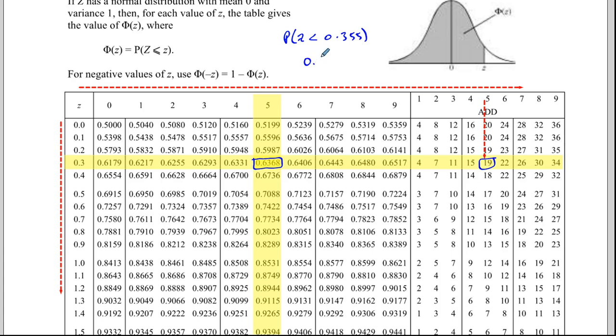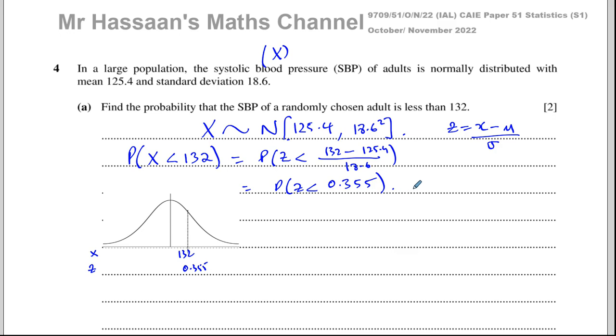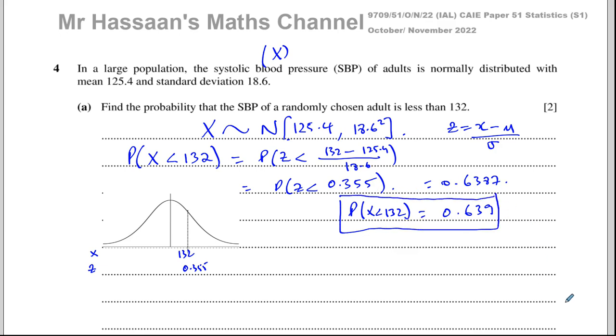So I'll put 0.6368 plus, and that's 19. That gives us 17, that's 8, that's 3, that's 6. So our probability is 0.6387. So we can write this to 3 significant figures: 0.639 is the probability that X is less than 132. And that is the answer to question number 4, part A.